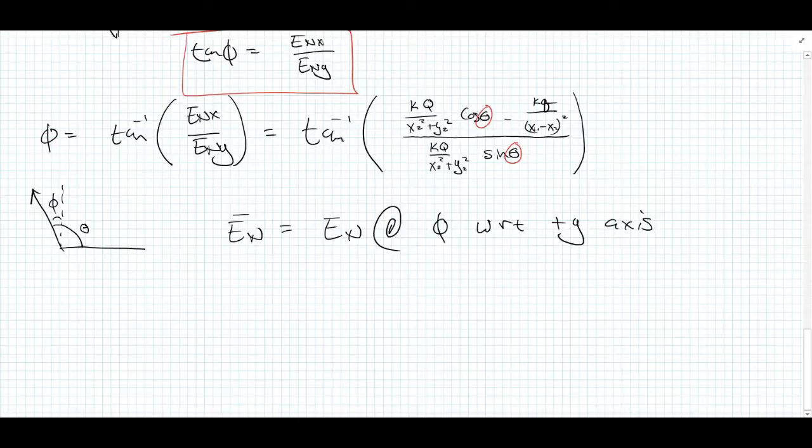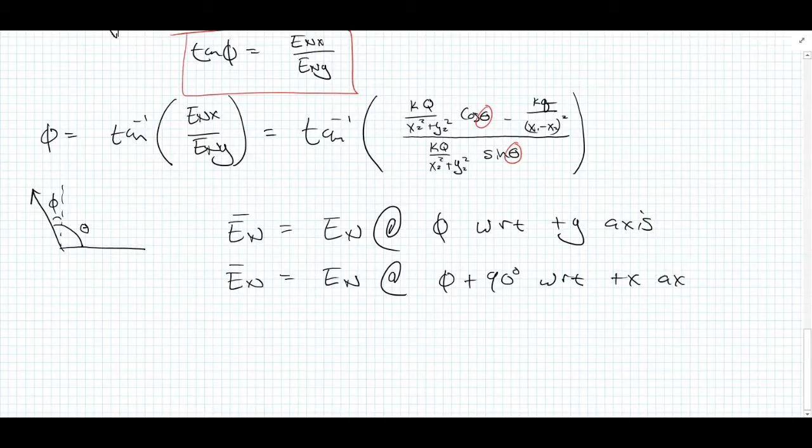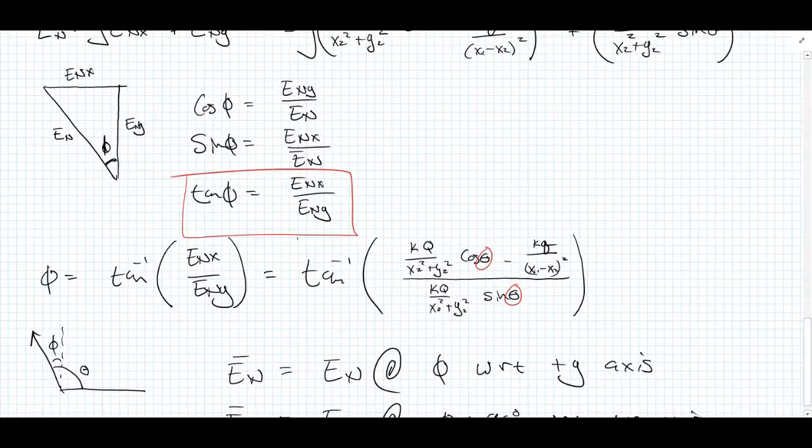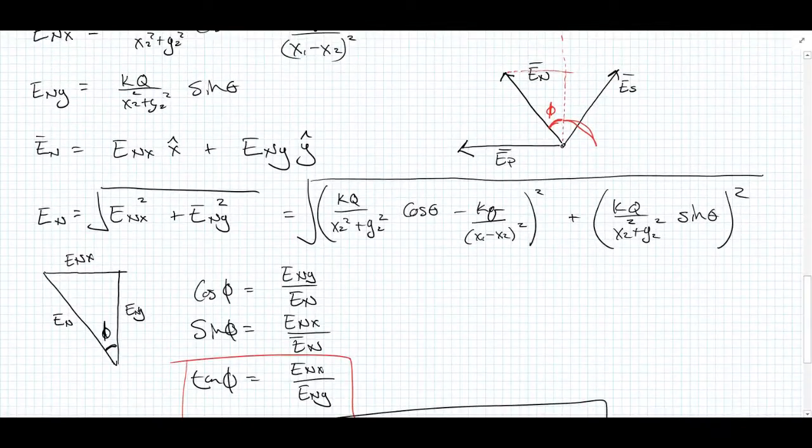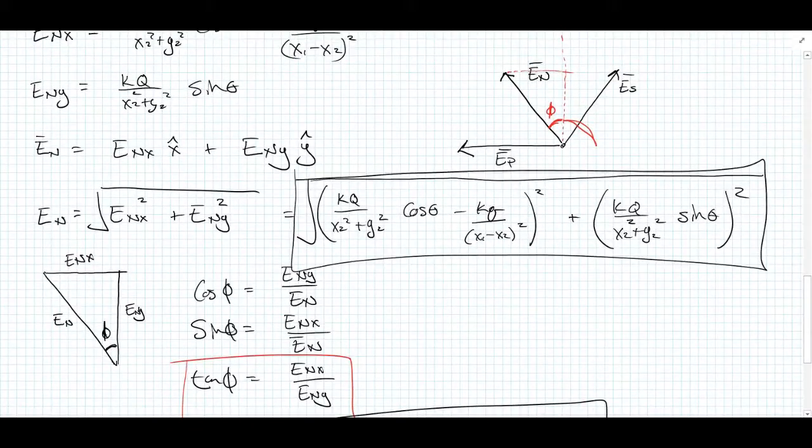Most of the homework problems are going to require us to specify this angle with respect to the plus x-axis. So it's going to be the magnitude that we calculated, at that angle plus 90 degrees with respect to the plus x-axis. There we go. There's the direction and magnitude of the net field. This will give us the direction, and this will give us the magnitude. We can plug in the numbers that were given for the problem and calculate numbers for both of those.